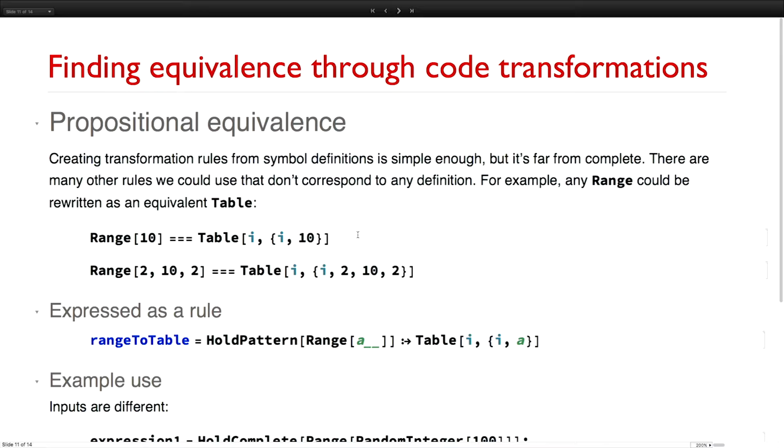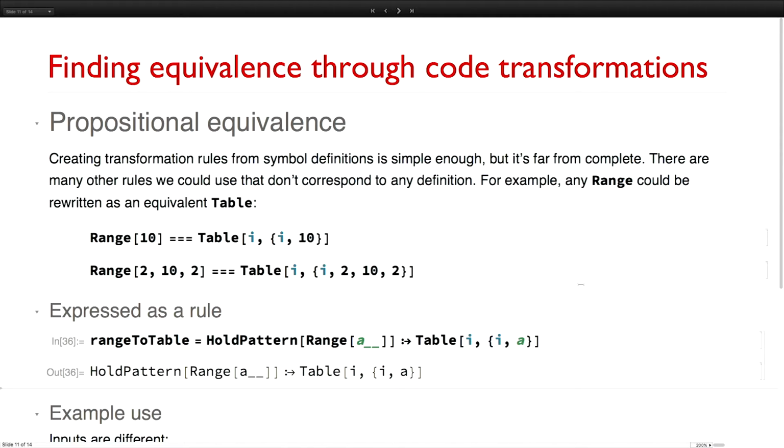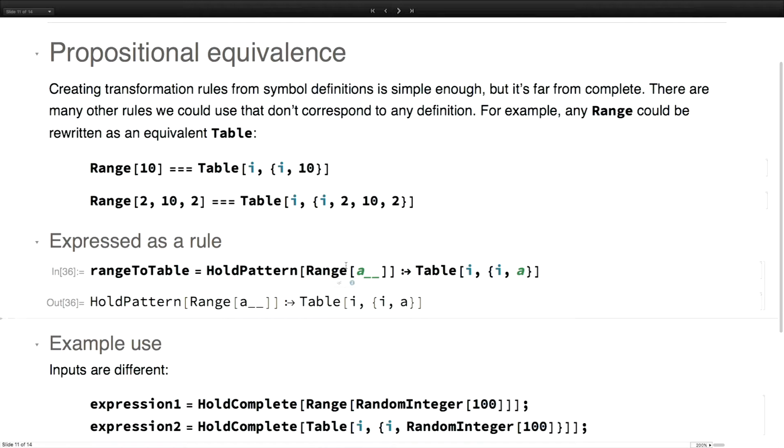So for example, any range can be expressed as a table. So however you have the argument set up. And this is assuming that you're not interested in something like range of a string, for example, because that's technically a valid expression, but it's going to generate a message, and it's not useful for anything. So yeah, those are the same. And that's how we can express that equivalence as a replacement rule.